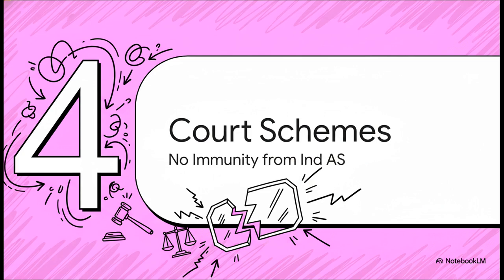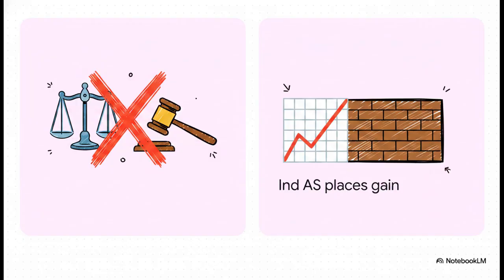Section 4. Court schemes and auditor duties, no immunity from Ind AS. But what happens when companies try to get clever with the legal system? What if this whole common control transaction was done through a court scheme, and the scheme explicitly stated that the gain should be charged directly to reserves and surplus? Does a court order grant you immunity from Ind AS requirements? The answer is a resounding no.